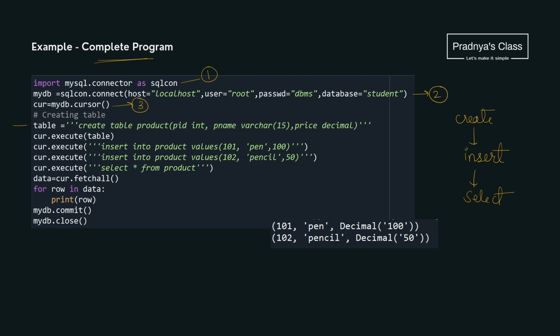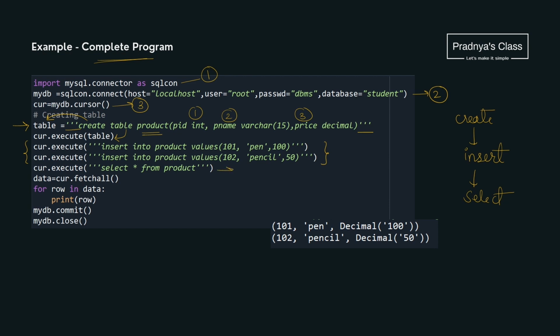Look at the query. We are initializing it to one variable. Here is the create table command. Create table product. The first column is PID, second is PName, and third is price. Let's execute the query. Here are the two insert commands. With that we are inserting data into it. That we have written directly with the execute function.